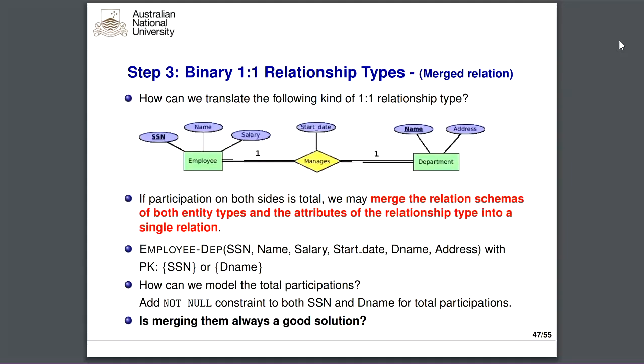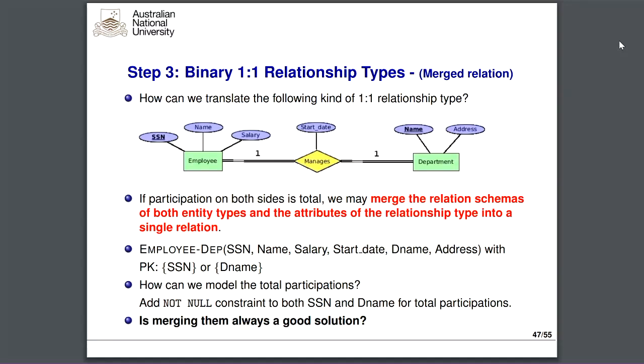So the second method is to merge the relations. This is for the case where we have total participation on both sides. How can we translate this one? So this is total participation, total participation. If participation on both sides is total, we may merge the relation schema of both entity types and the attributes of the relationship into one single relation.